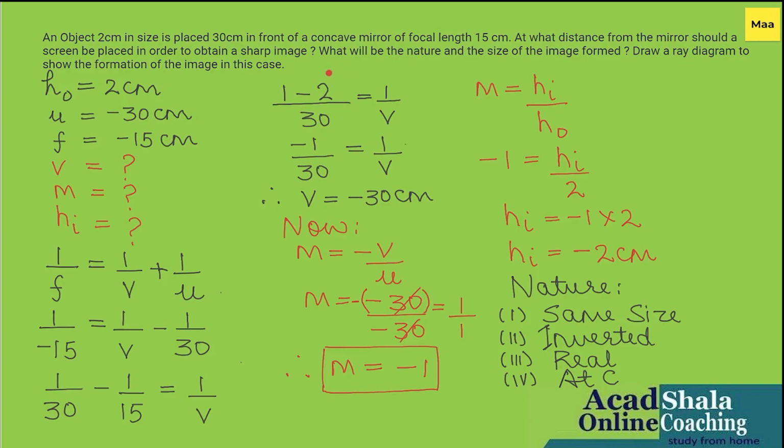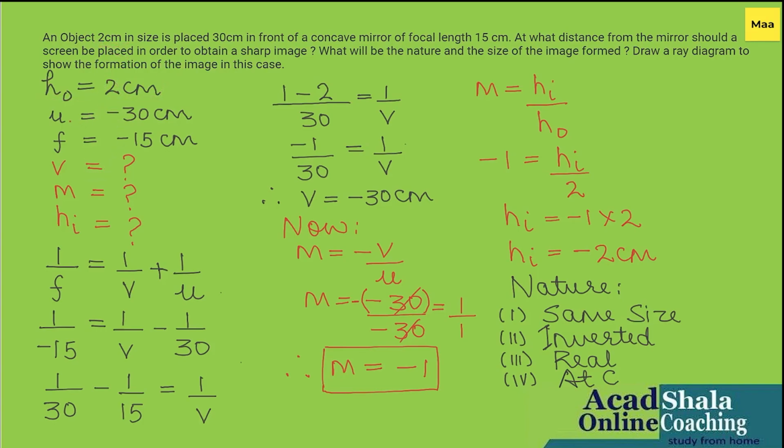Now students, we have to do so many things in this numerical. So the first thing we have to do, as I always tell you, is write what is given in the numerical. So we will check the numerical and then start writing what is given. That is, the height of the object is 2 cm, as seen in the numerical.